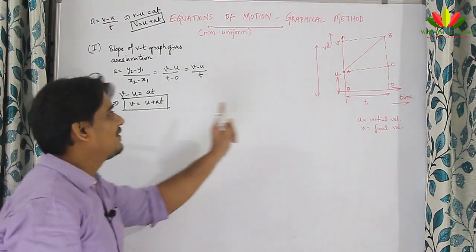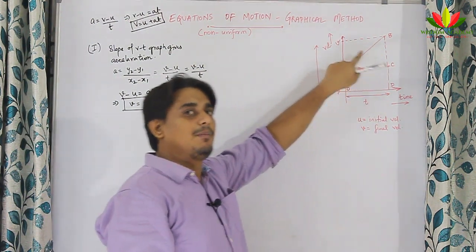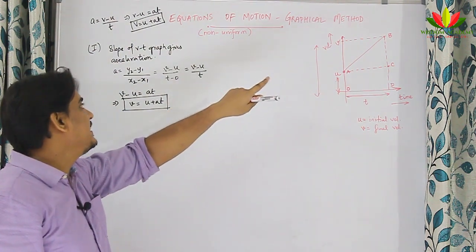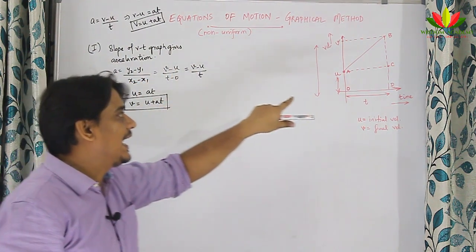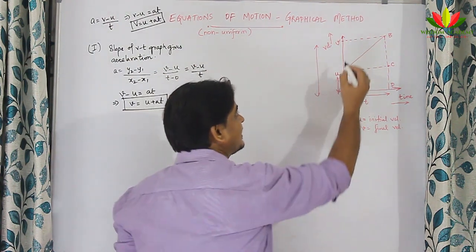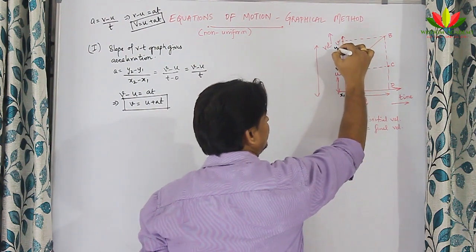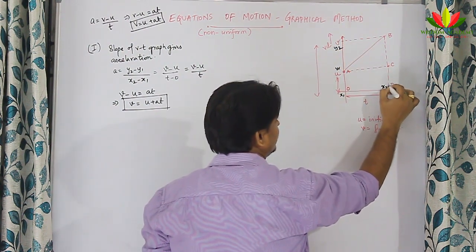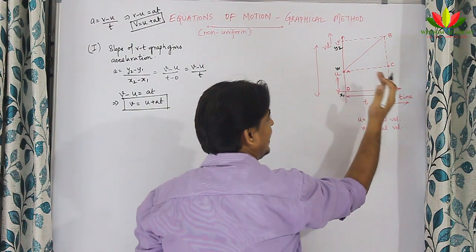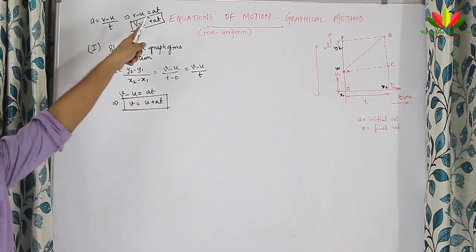What I have done, I have taken the slope of the velocity-time graph, and I know by my knowledge of graphs that the slope of a v-t graph gives me acceleration, and acceleration will be y2 minus y1 by x2 minus x1. These are the coordinates. This is y1, for this it is x1 here, and this is y2, for this it is x2 here. So y2 minus y1 is v minus u, x2 minus x1 is t minus 0. That's why I have done this and I have got this. Can you see it is the same?